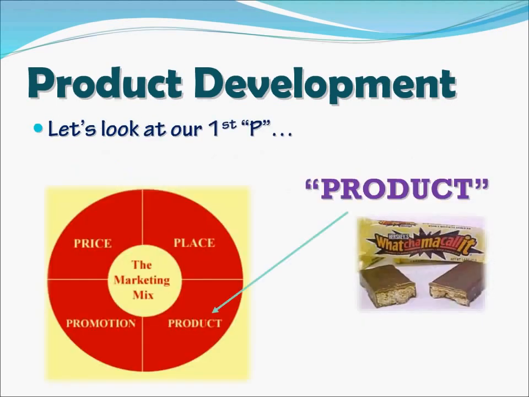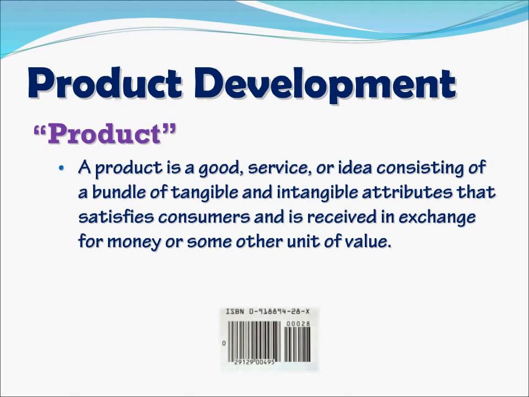Whatchamacallit? Now this is a product and it fits within the marketing mix of the 4 Ps. And a product can be a good or a service, even an idea, which consists of both tangible, things you can touch, and intangible attributes. Whether it is a product such as a good or a service or an idea, it's going to satisfy consumers in some way. It's going to satisfy their needs or their wants. And consumers will exchange money for your product or some other unit of value.